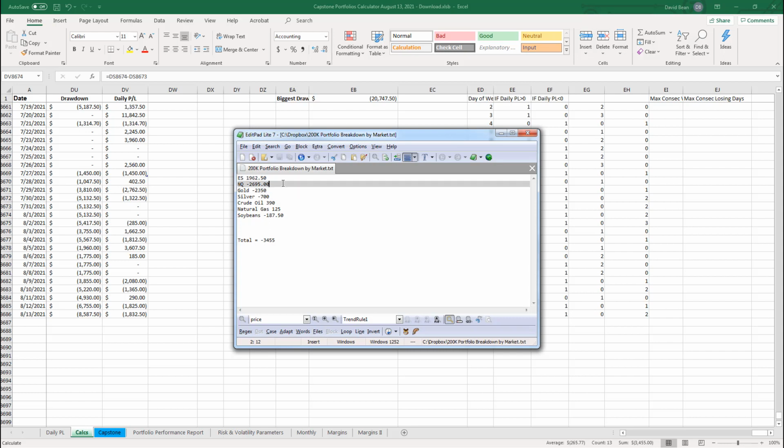Right now today for tomorrow's trade, starting tonight on August the 15th, we're taking out two trend strategies, momentum strategies, using a counter trend strategy. Minus 700 in silver, 390 in crude oil, natural gas, 125, soybeans minus 187.50. Total is minus 34.55. So that is the monthly result that we see here.